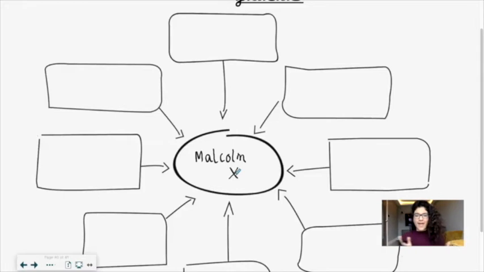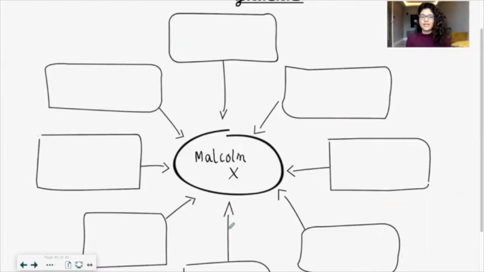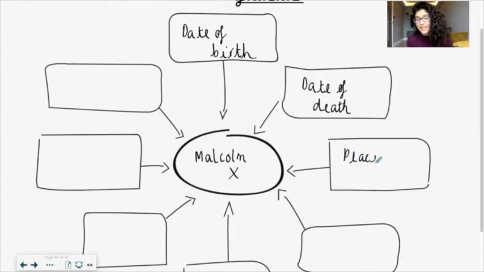Now, if I have Malcolm X, I'm going to write his name in the middle of my spider diagram, and around it, I'm going to write different facts about him. So if I was to do this piece of work, I would separate my spider diagram into different parts of Malcolm X's life. So in one section, for example, I could write his date of birth, just like that. I could write his date of death, because he did sadly pass away. I could write his place of birth here, so where he was born.